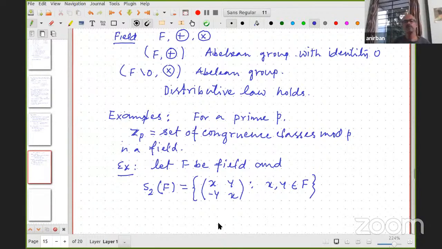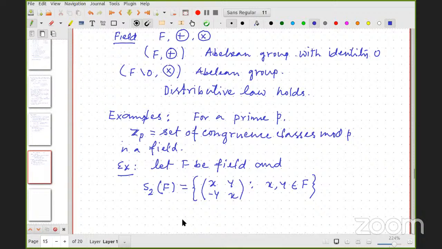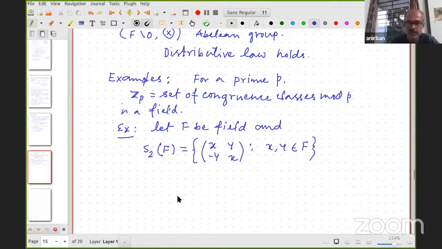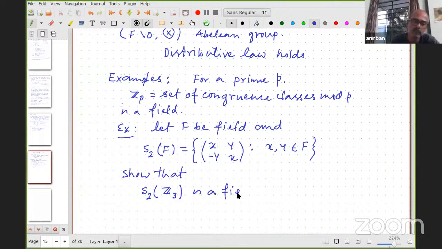Of course, you can do it for an infinite field F as well, but our consideration would be for finite field F. So consider this set, and then it's not difficult to show that, so that can be an exercise, it's easy, that S2 of Z3 is a field, but S2 of Z5 is not a field.